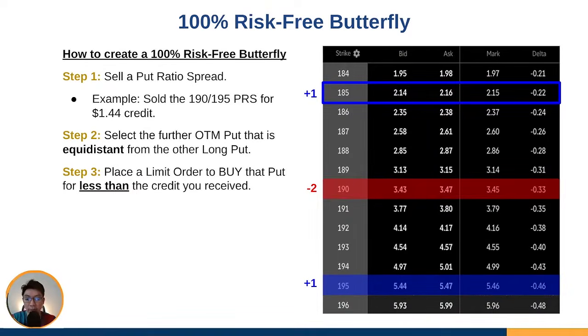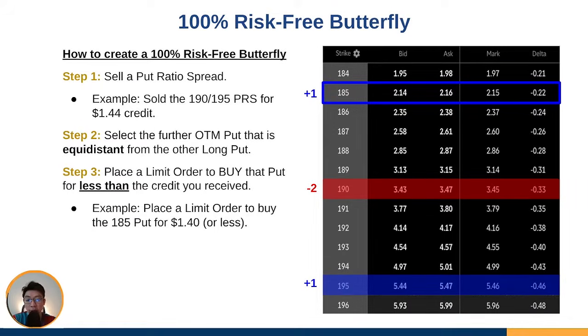Next, step number 3, also a very important one, and that is to place a limit order to buy that put option for less than the credit that you receive. So here's an example. You place a limit order to buy the 185 put for $1.40 or less. Very important: when you are placing the limit order, you want to make sure you're buying it for less than the credit that you receive. Because if you put it more than the credit that you receive, then it's no longer going to be a 100% risk-free butterfly. There's going to be some risk.